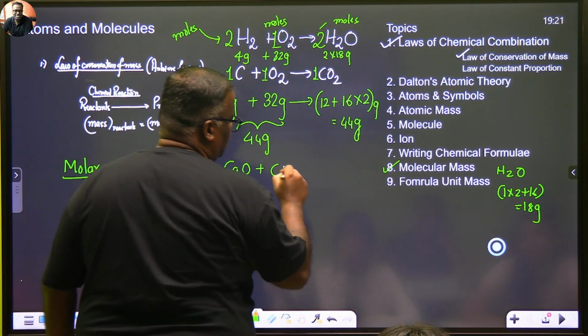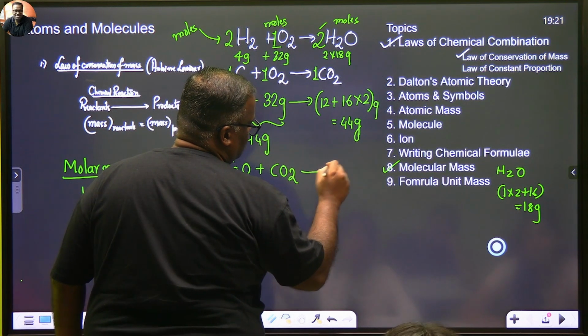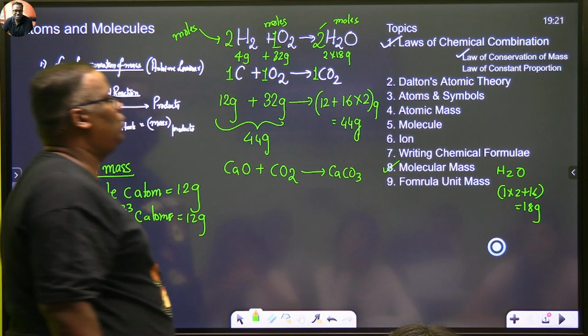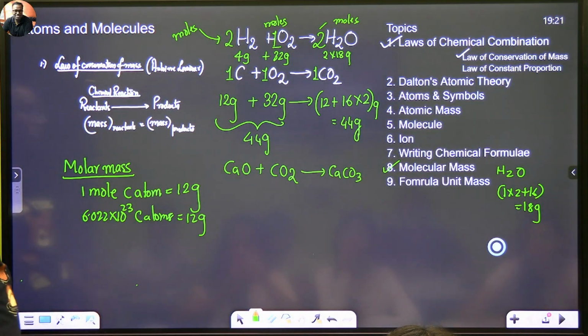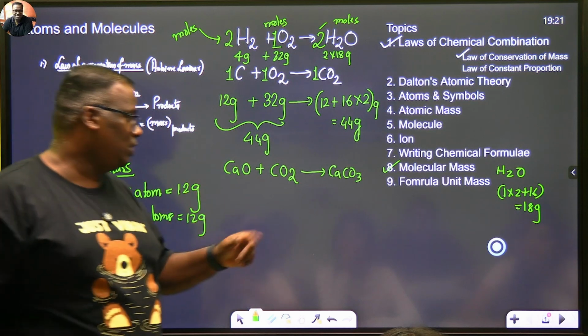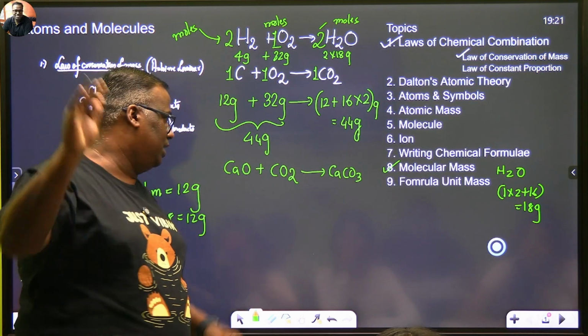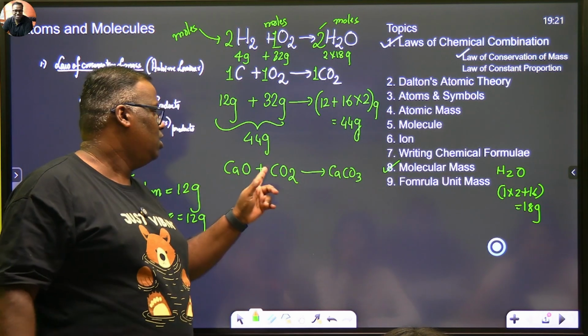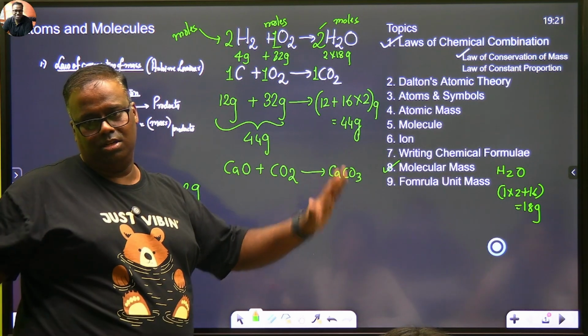CaO plus CO2 gives me CaCO3. Right? First check whether it is balanced or not. If it is not balanced, your law will not work. First balance the equation. 1 calcium, balanced. 1 oxygen, 2 oxygen, 3 oxygen, balanced. 1 carbon, balanced. We have no tension.